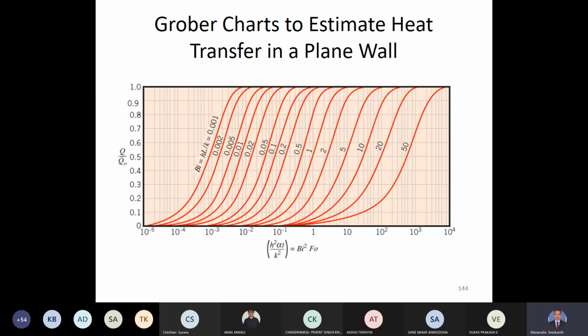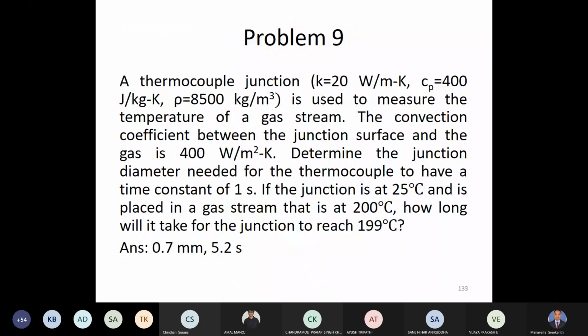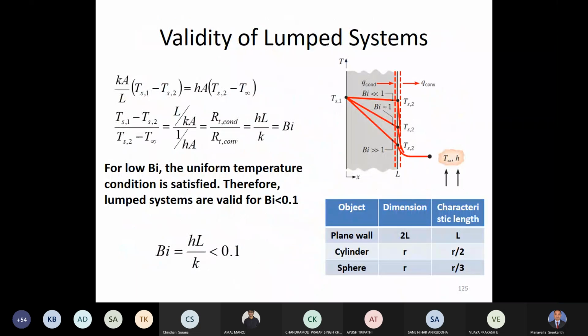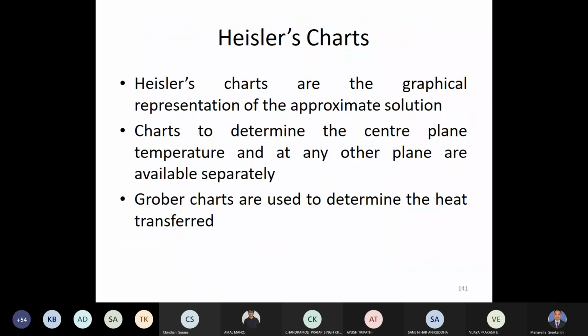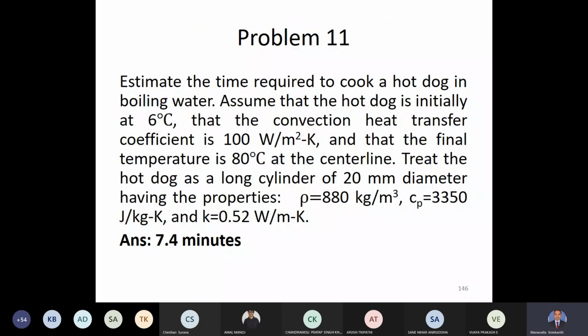So I have given this in one of the Biot tables on the right bottom. For a plane wall having thickness 2L, the characteristic length is L. For a cylinder, it is R by 2. For a sphere, it is R by 3. Yes, sir. So this is how we got this. For a sphere also, if you calculate that ratio, volume is 4/3 pi R cube and area is 4 pi R square, you will get R by 3. Okay, sir. Got it. All right, so this is the solution for this problem. We're moving on.